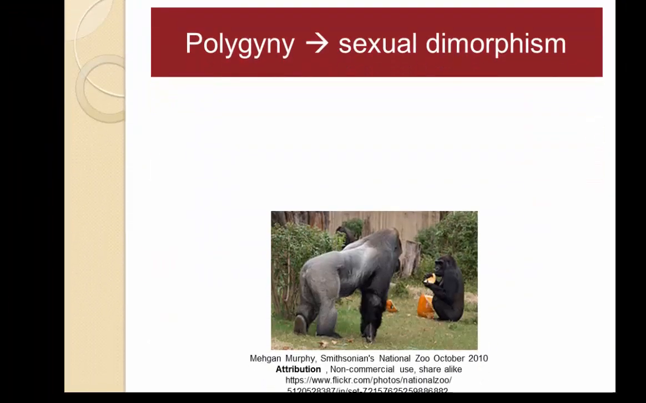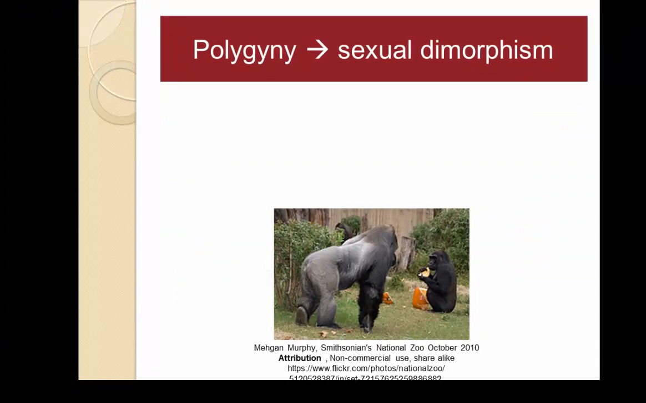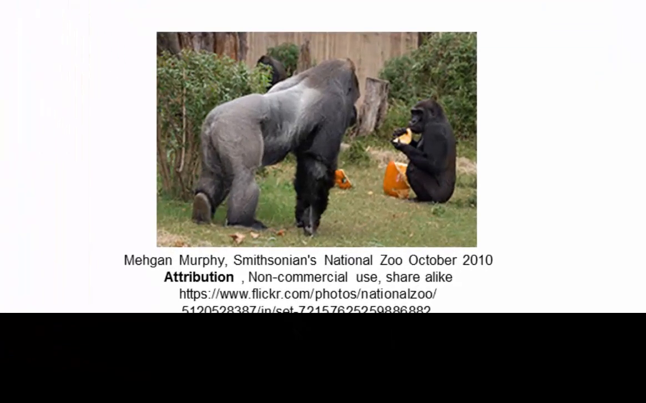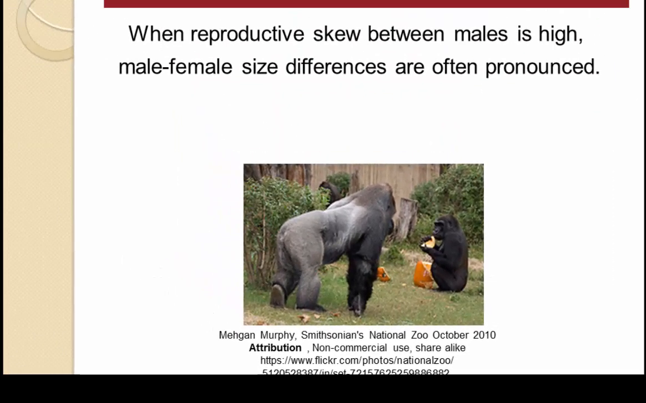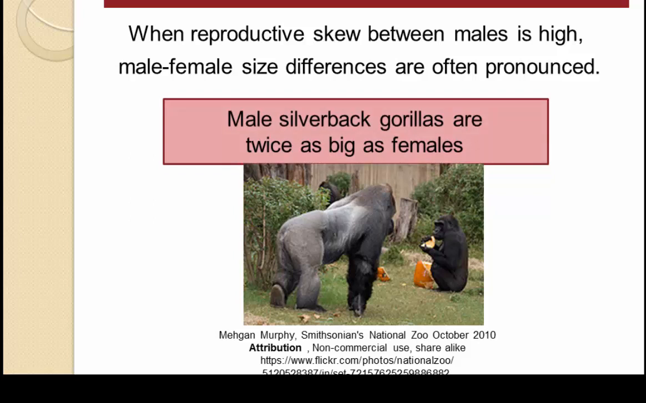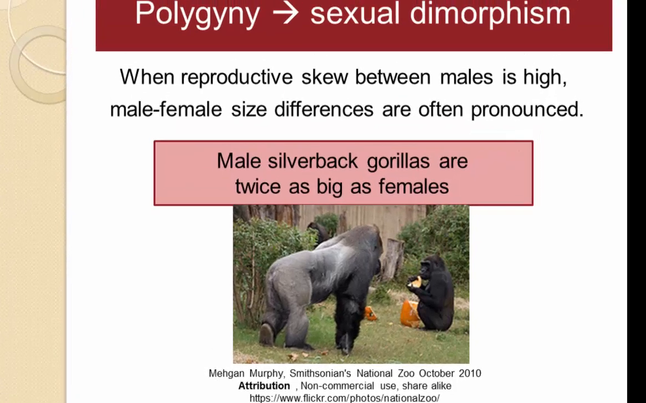And this also is evident in many primate species, where polygyny is related to sexual dimorphism. An excellent example is given by gorillas. So when reproductive skew between males is high, as it is among gorillas who live in harems, where there's one male and multiple females, you often see pronounced differences in size between males and females. And male silverback gorillas are more than twice as large as females. So that follows that expectation.